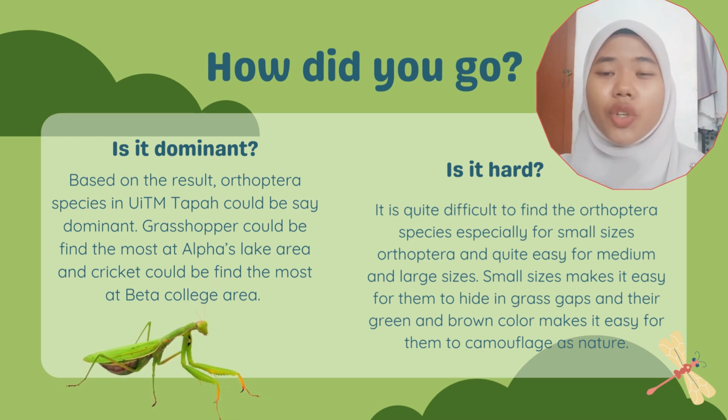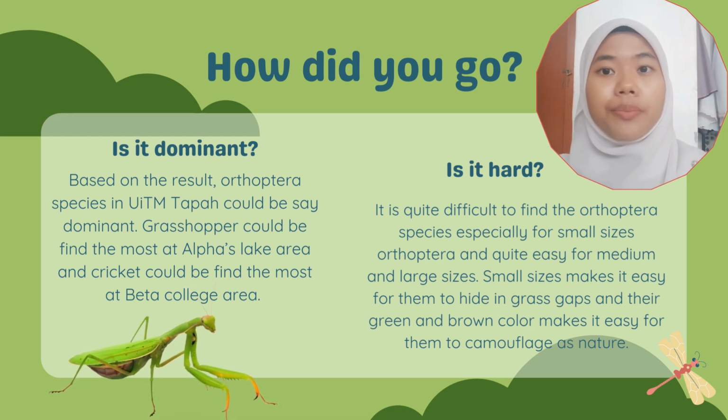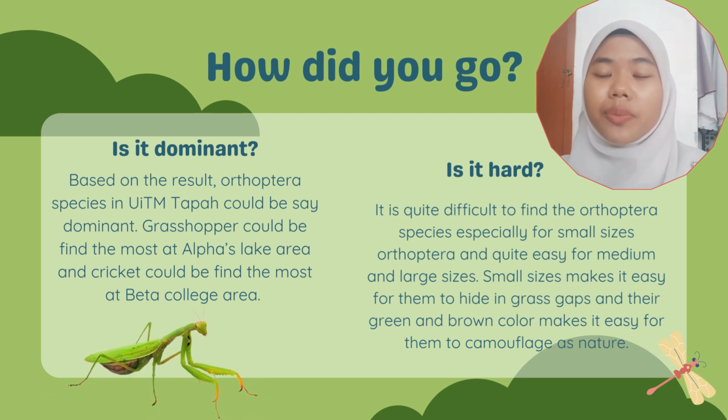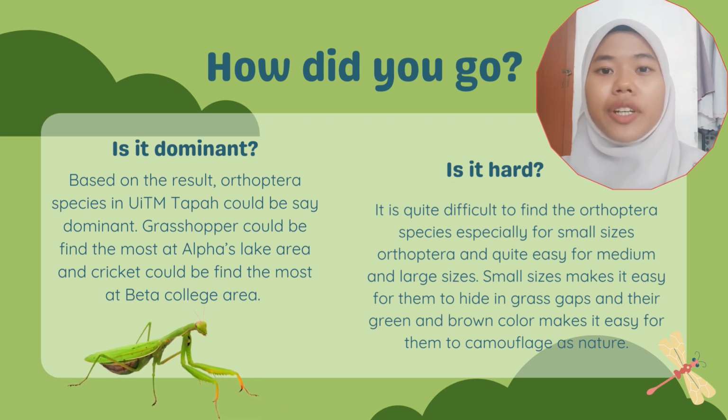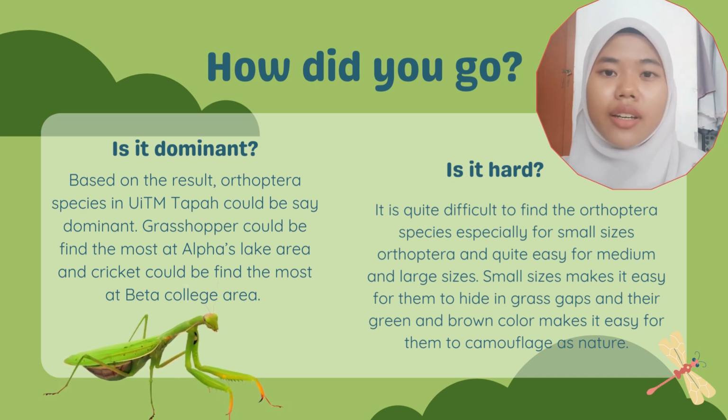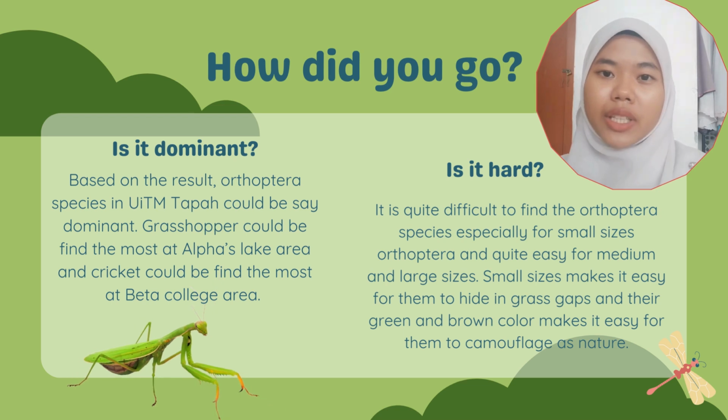Is Orthoptera species dominant in UiTM Tapah? Based on the study result, Orthoptera species in UiTM Tapah could be said to be quite dominant. Grasshoppers could be found the most at the Alpha Lake area, and crickets could be found the most at the Beta College area.